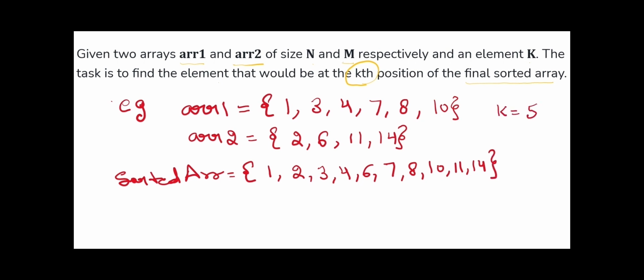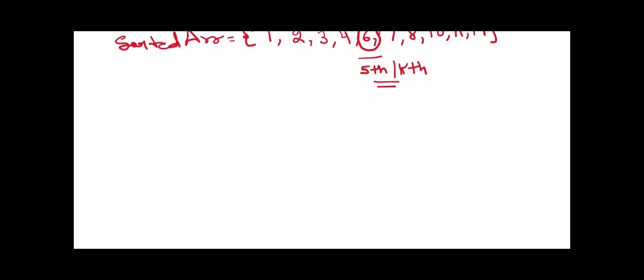So we need to find the kth position of the final sorted array. The fifth element in this sorted array would be: 1, 2, 3, 4, 5, 6. This 6 will be the fifth, the kth element. So we need to find this kth element in the final sorted array. First, let's understand the brute force solution.